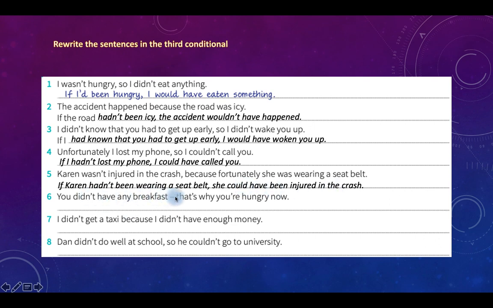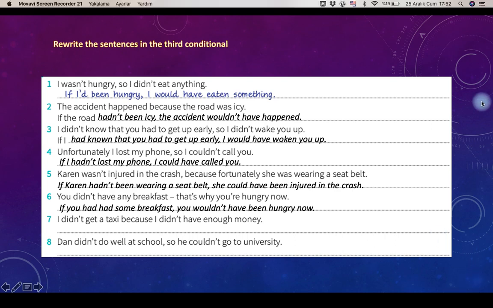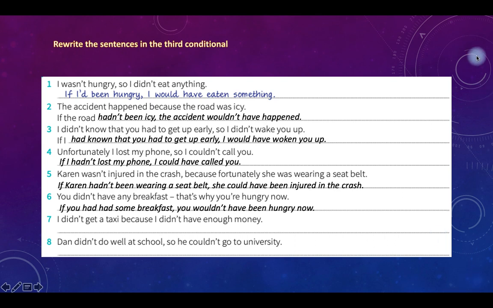You didn't have any breakfast. That's why you're hungry now. If you had had some breakfast, you wouldn't have been hungry now. I didn't get a taxi because I didn't have enough money. If I had had enough money, I would have got a taxi. The first had is the past perfect. The second had is the third form of the verb have.